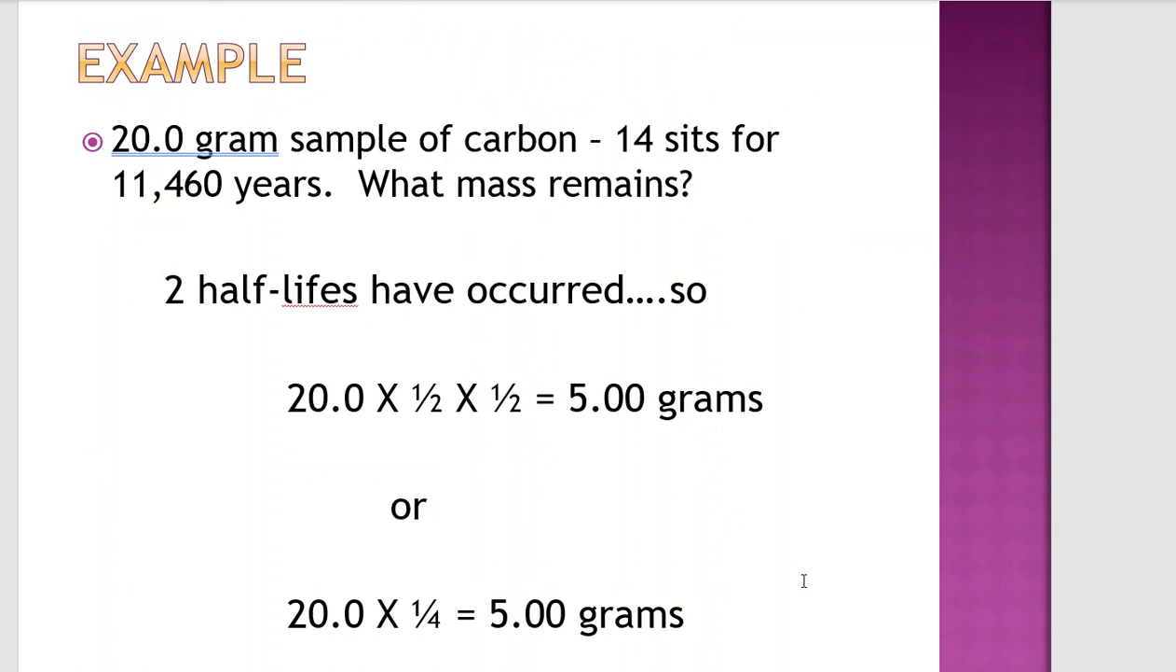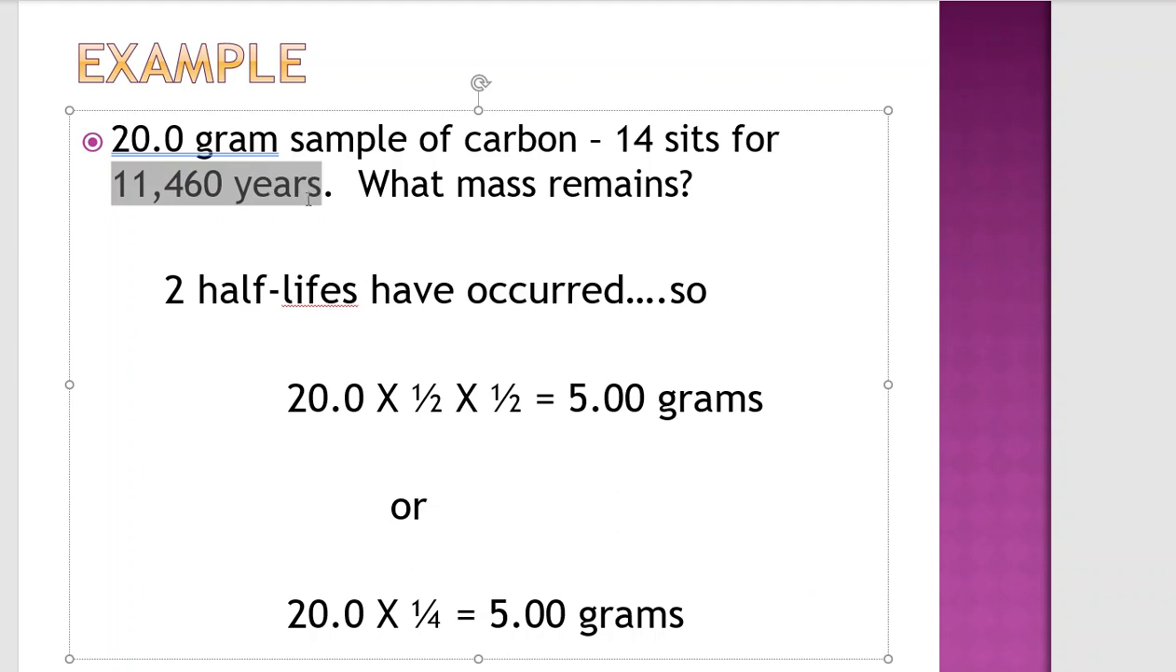A 20-gram sample of carbon-14 sits for 11,460 years. What mass remains? The first thing is to figure out how many half-lives have occurred. One way to do that is to take the total amount of time and divide by the value of the half-life. Remember, the half-life of carbon-14 is 5,730 years. So if I divide my total time by 5,730 years, that gives me 2 half-lives, or 2 times the sample cuts in half.